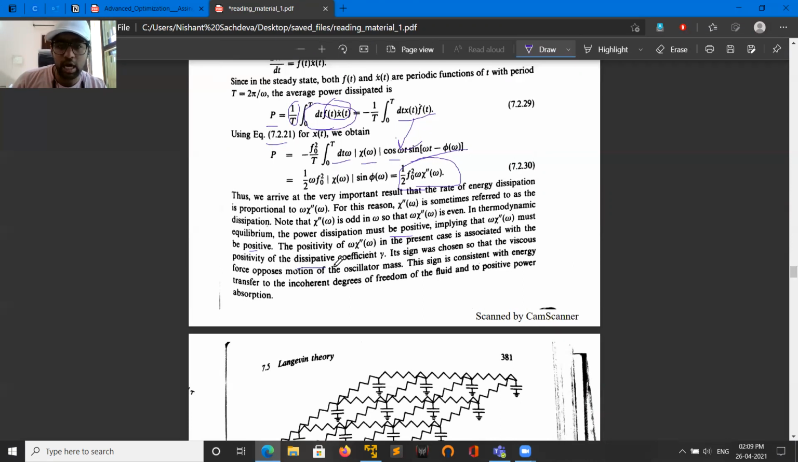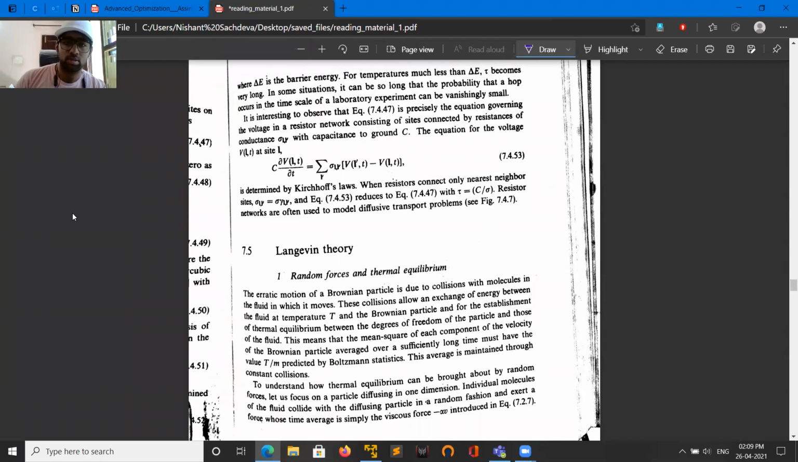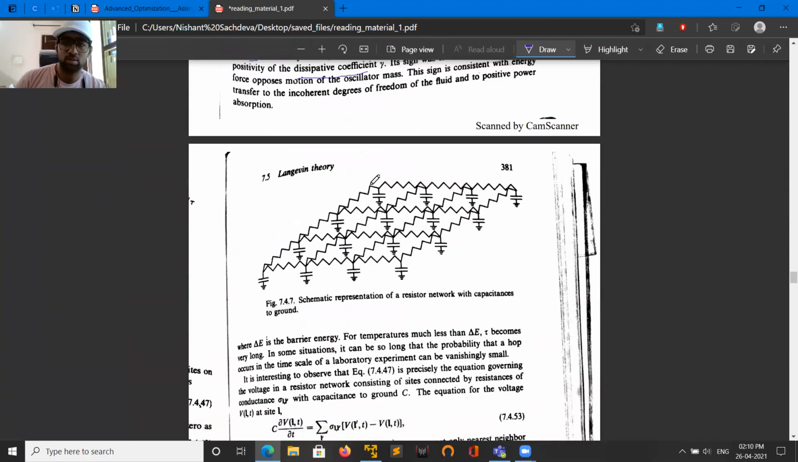Dissipative coefficient gamma. Oh my god, what is wrong? What's this? So weird.